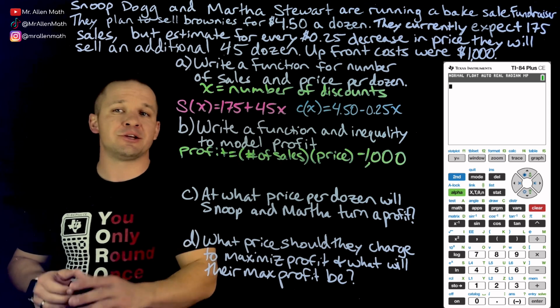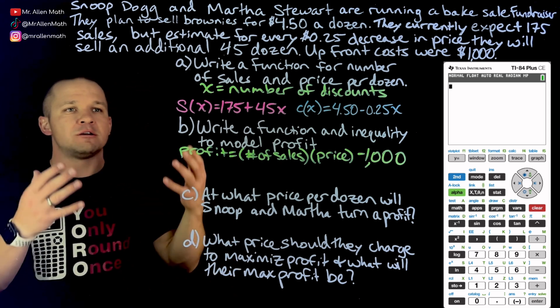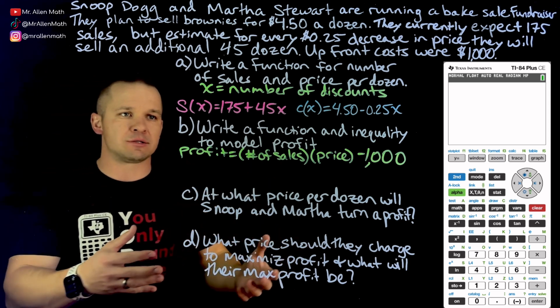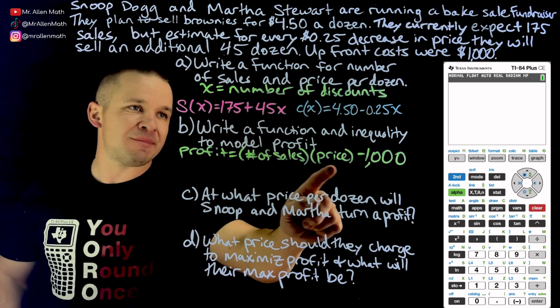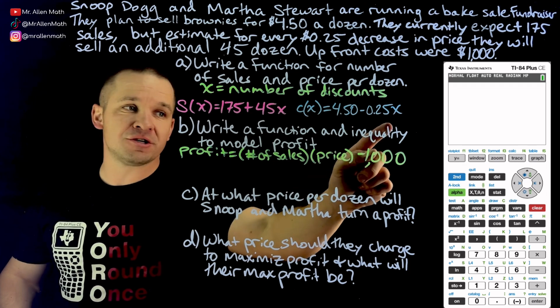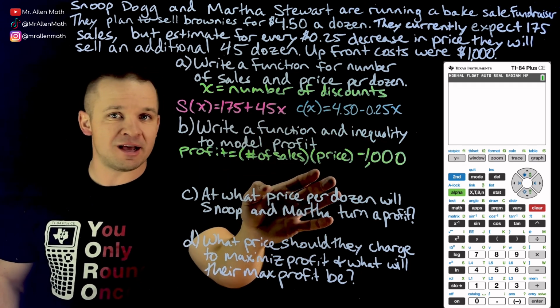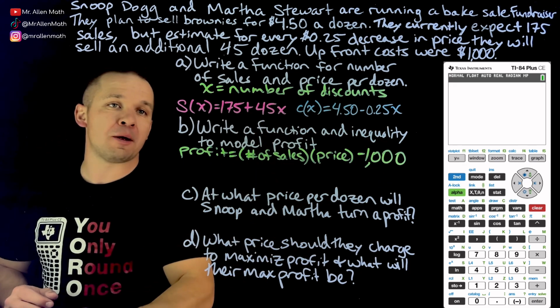Now let's put this in terms of x, in terms of our discounts. Well, I've got my number of sales. I have a little function for that. I have my price or my cost. I have a little function for that. What if I just pop those in there, and now I have a working model, if you will.